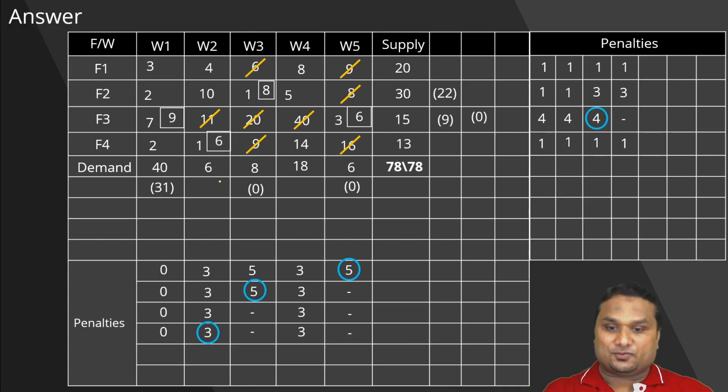6 out of 6, this will become 0. 13 minus 6, this will become 7. So this part becomes 0, which means this 10 is cancelled, this 4 is cancelled. So no more transportation record with the cost of 10 and 4, which got cancelled.